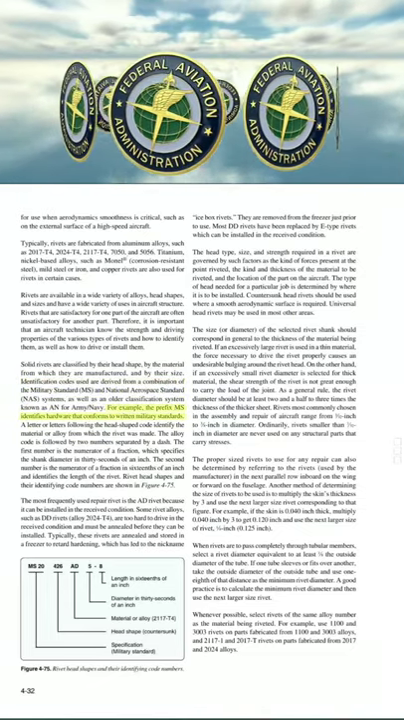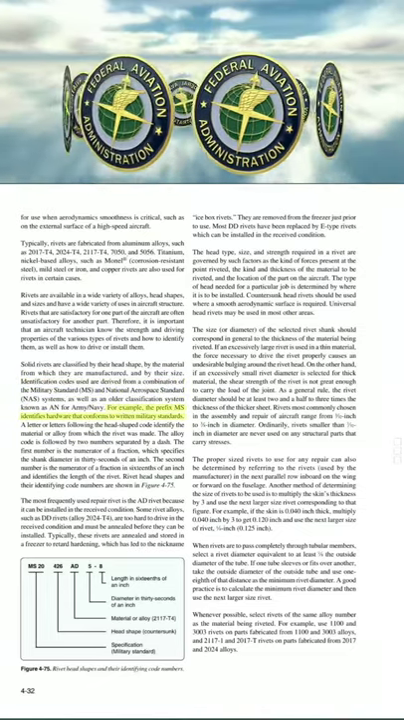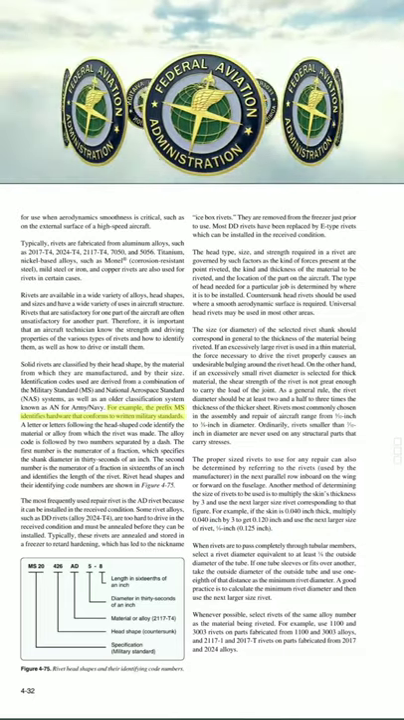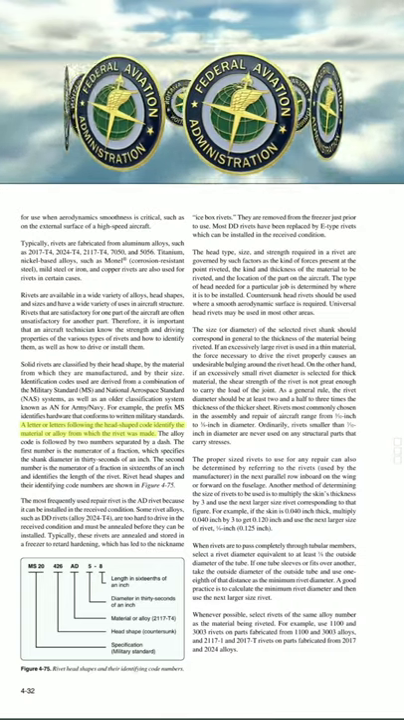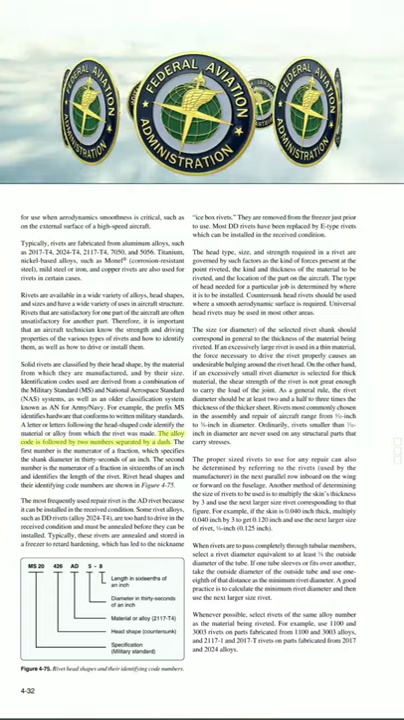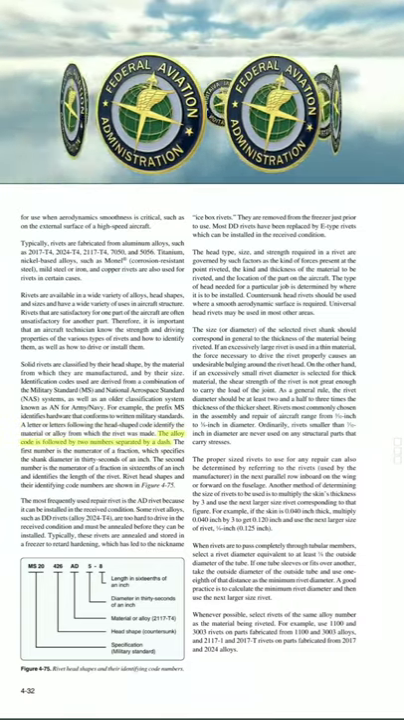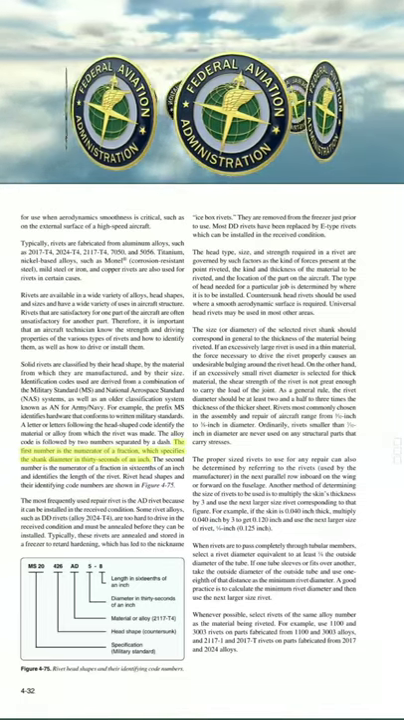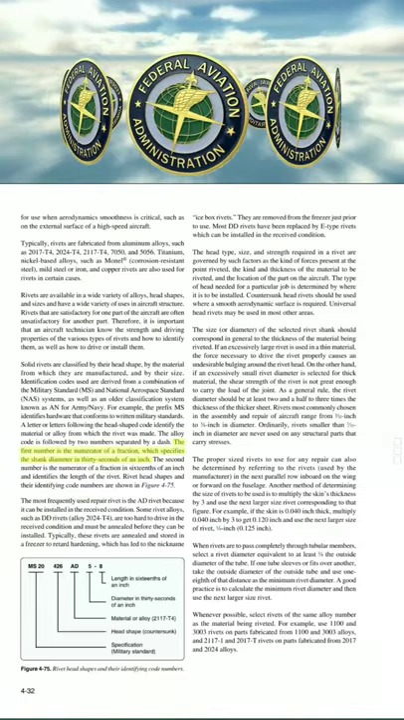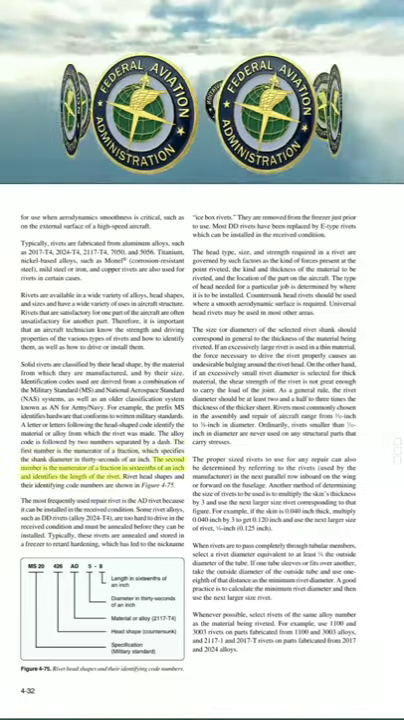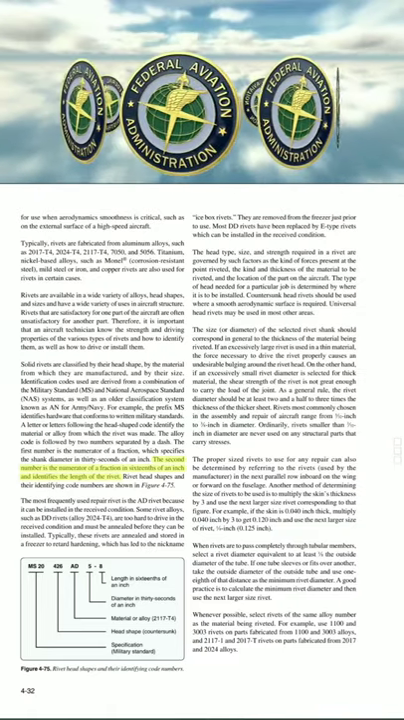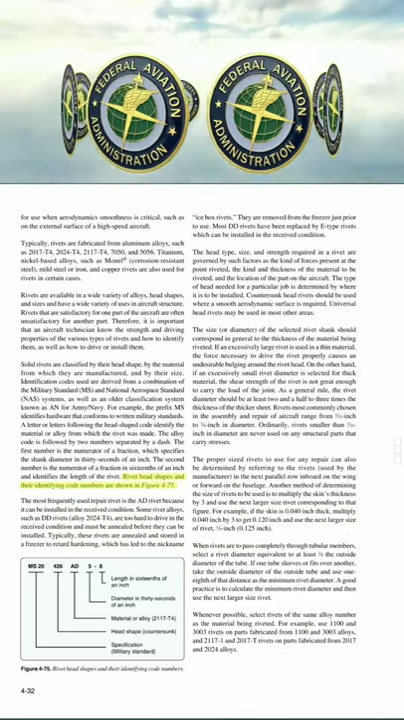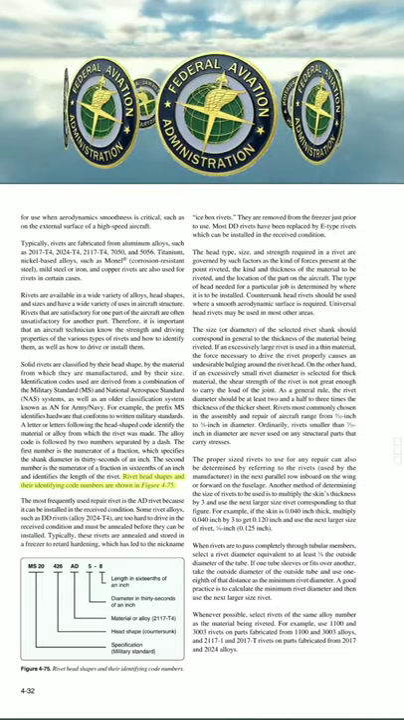For example, the prefix MS identifies hardware that conforms to written military standards. A letter or letters following the head shape code identify the material or alloy from which the rivet was made. The alloy code is followed by two numbers separated by a dash. The first number is the numerator of a fraction, which specifies the shank diameter in 32nds of an inch. The second number is the numerator of a fraction in 16ths of an inch, and identifies the length of the rivet. Rivet head shapes and their identifying code numbers are shown in Figure 4-75.